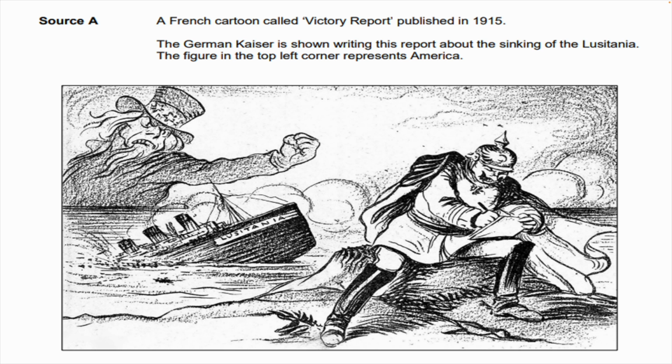So this source is source A. It will always be source A for question 1 in the exam paper. It's a French cartoon called The Victory Report. It was published in 1915, and there's a number of things we can see here. We can see Kaiser Wilhelm II here on the right hand side showing a report about the sinking of the Lusitania, which is obviously represented by this ship here, and the figure in the top left hand corner represents America. So this source is actually giving you quite a lot of information to work with.